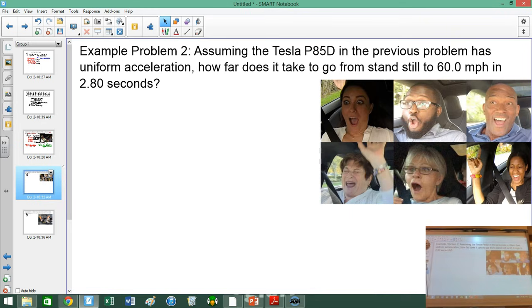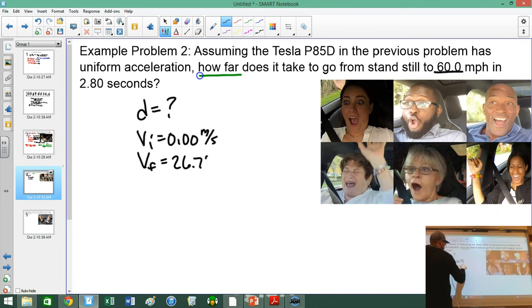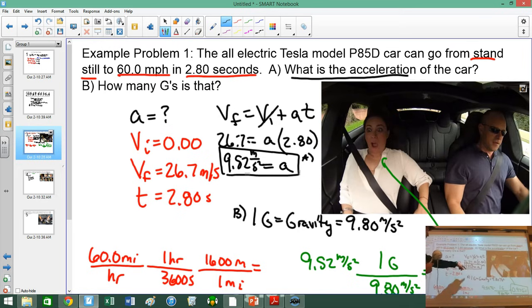Example problem number 2. Assuming the exact same thing, how far does it go? So here's where we're going to go. How far? That's a distance. So I'm looking for my distance. I know my initial velocity is still 0. I know my final velocity is 26.7. And now I know my acceleration, 9.52.